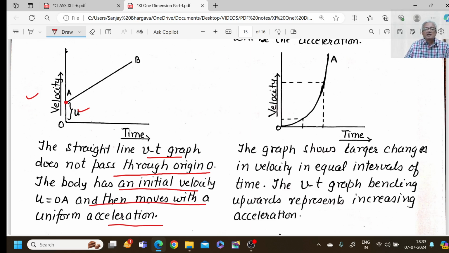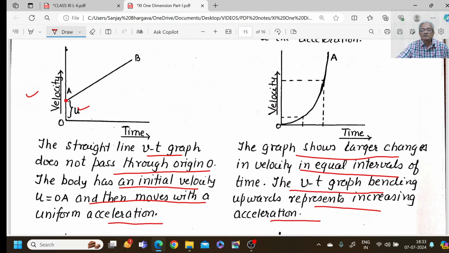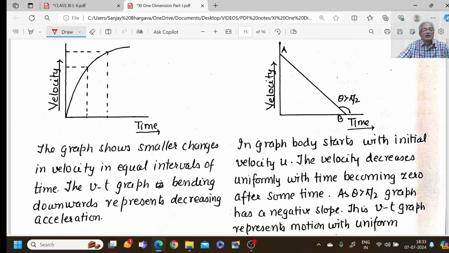Here in this case the graph shows larger changes in velocity in equal intervals of time. The VT graph is bending upwards, representing increasing acceleration with respect to time. In this case, the graph shows smaller changes in velocity in equal intervals of time. The VT graph bending downwards represents decreasing acceleration.